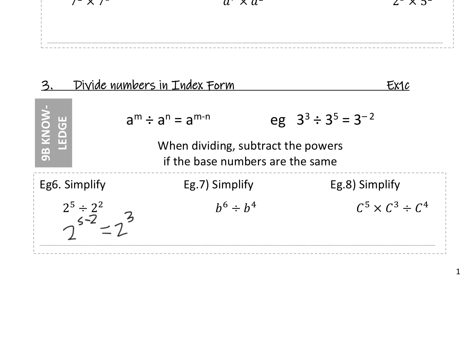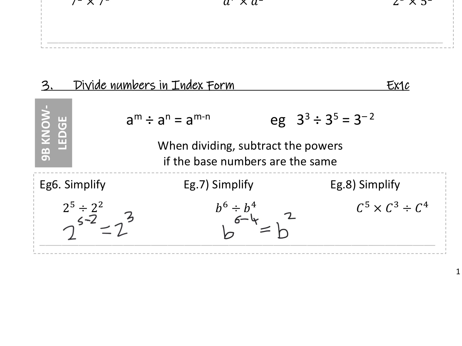Example 7. Simplify b to the power of 6 divided by b to the power of 4. The bases are the same, they're both b. So we can subtract the powers. 6 take away 4 because we're dividing, and 6 take away 4 is 2, so b squared.